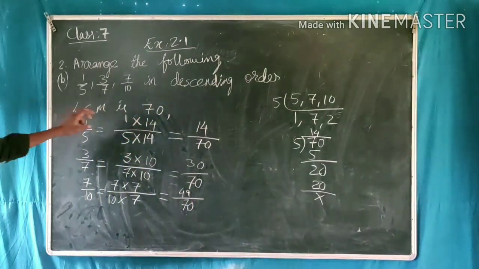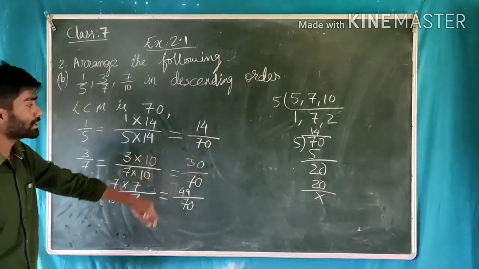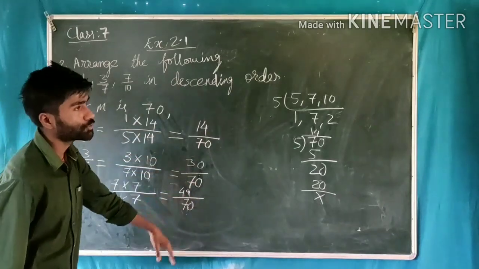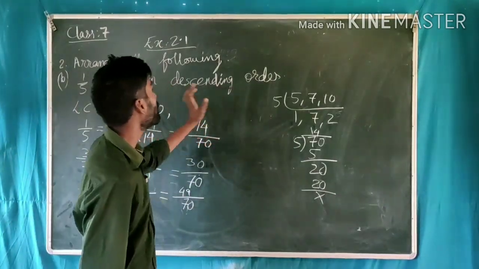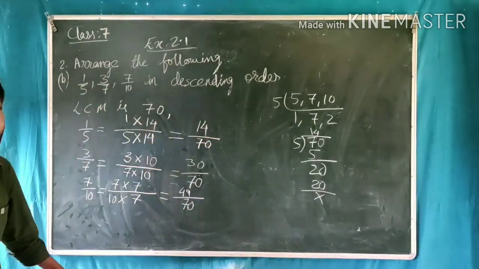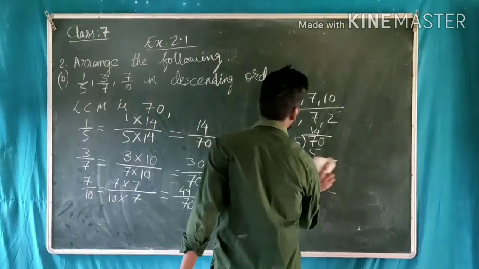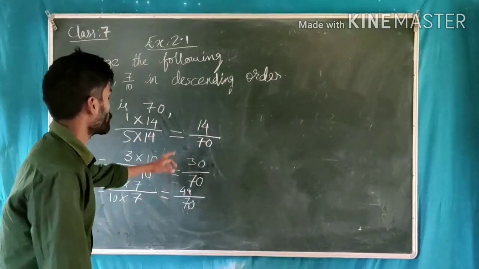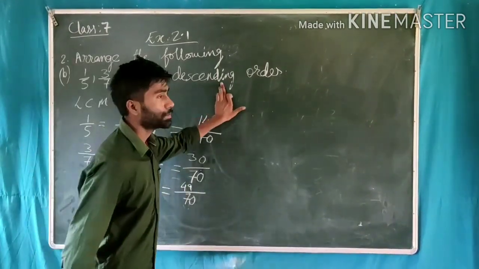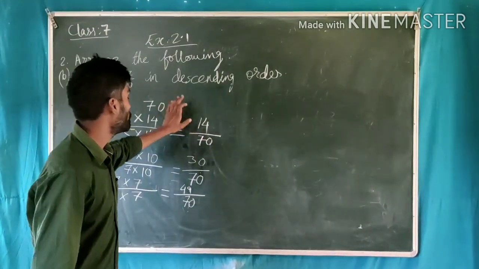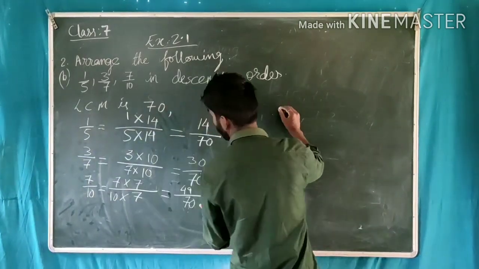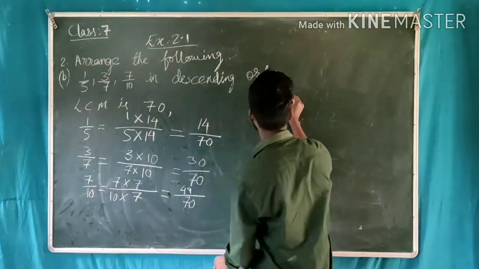Now, since all the denominators are same, we can easily say which one is greater, which one is smaller, and we can arrange in ascending or descending. So let us arrange these numbers in descending order. So here descending means big to small number. So which one is the biggest one, that is 49 by 70. So 49 by 70, it is 7 by 10.